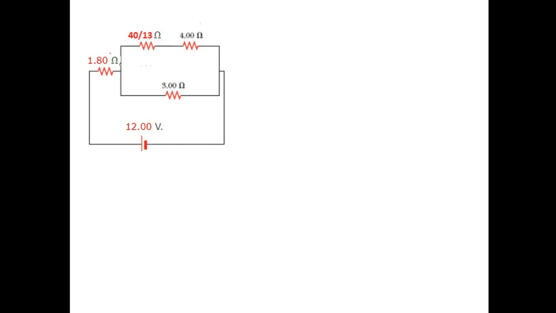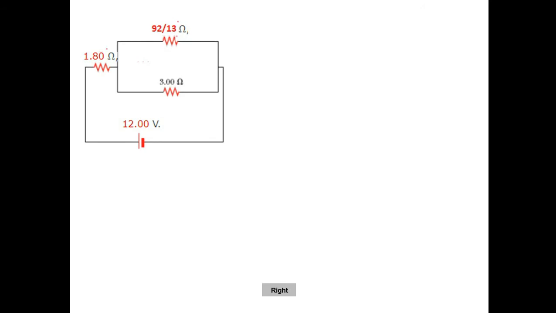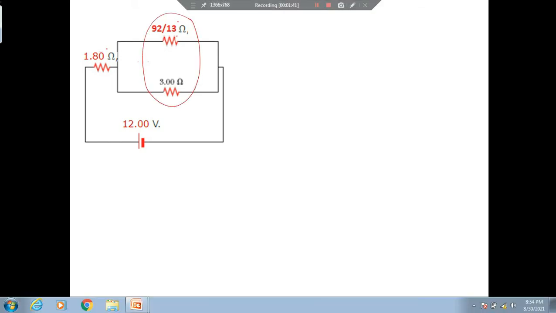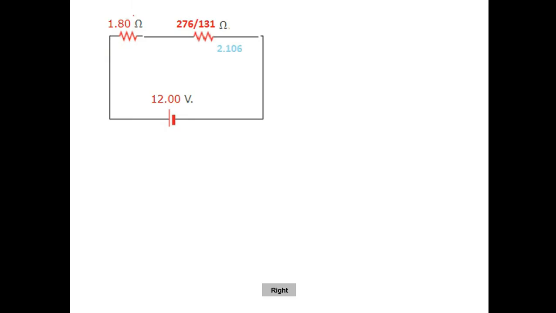Now this 40/13 ohms and this 4 ohm resistor are in series. In series we can directly add up the resistors and we get the equivalent resistance. So this 40/13 ohms changes to 92/13 ohms. Now this 92/13 ohms and this 3 ohm resistor are in parallel. We use the formula and this changes to 276/131 ohms. Now this 1.80 ohms and this 276/131 ohms are in series, so we have to directly add them.